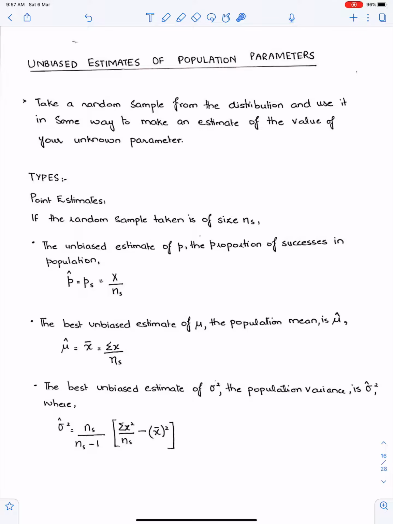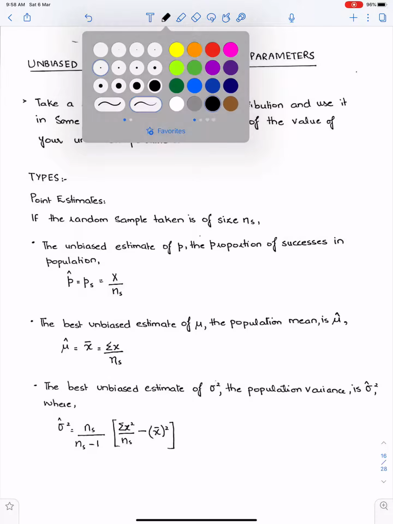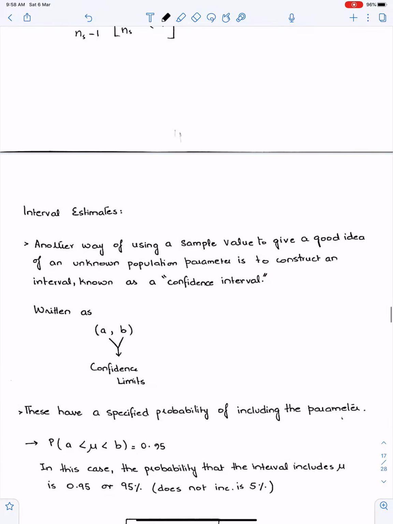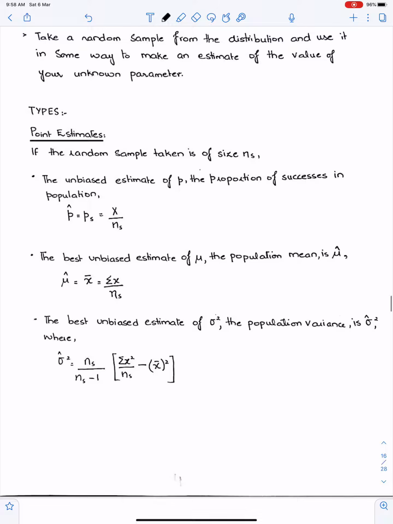Now let's see how to estimate the unknown values of unknown population parameters. There are two types of estimates. Number one, point estimates, which we discussed early in this lecture, and number two, interval estimates. We have three formulas in point estimates.